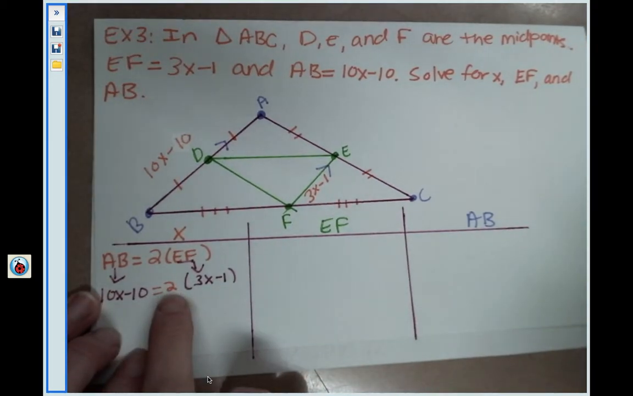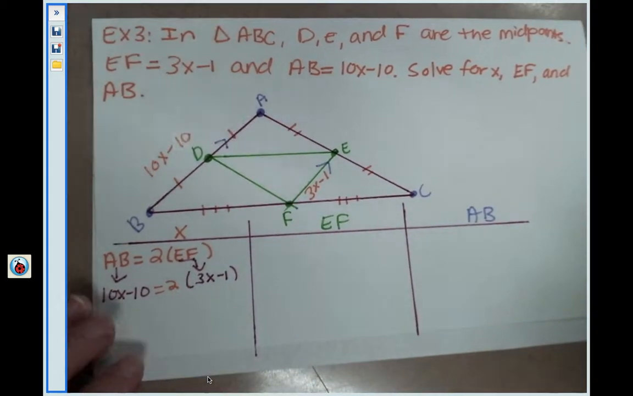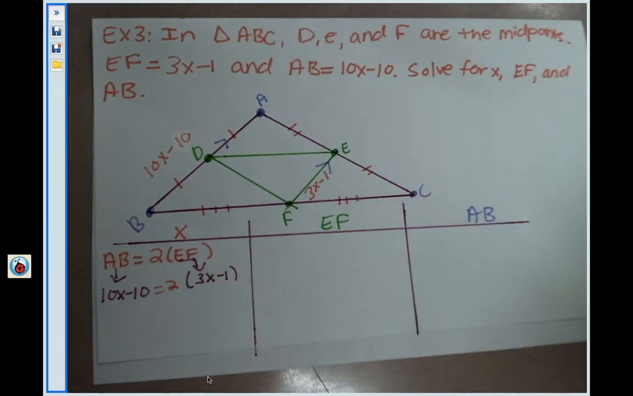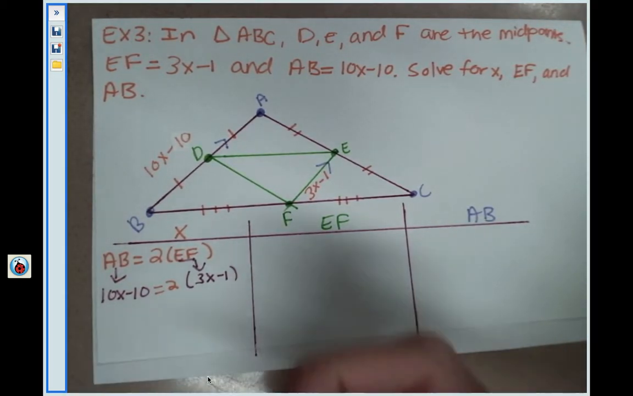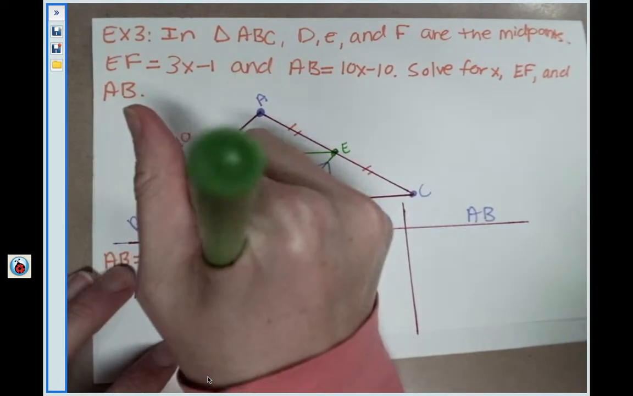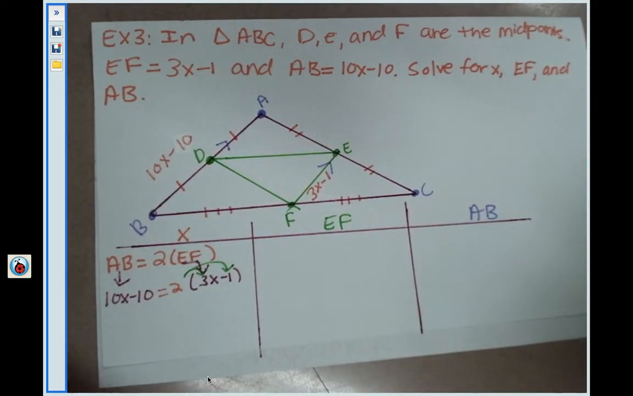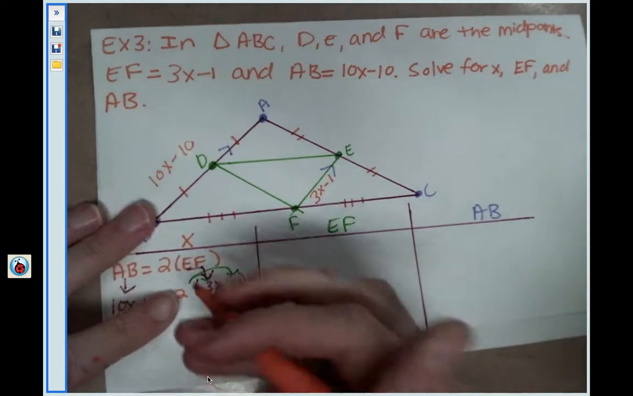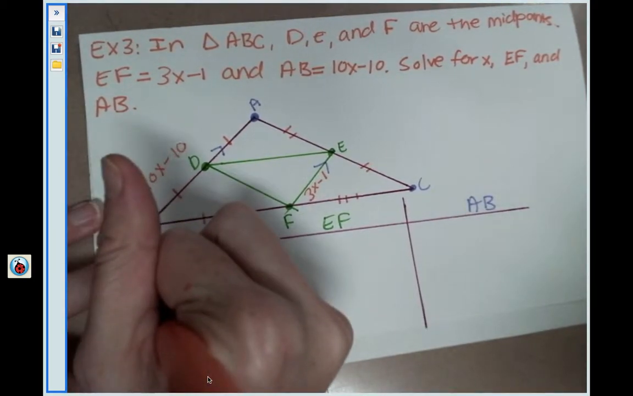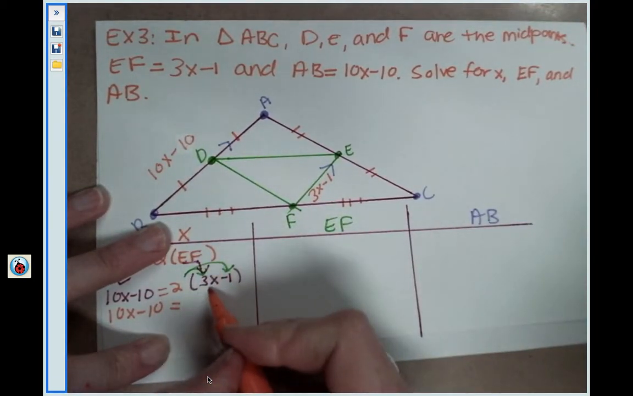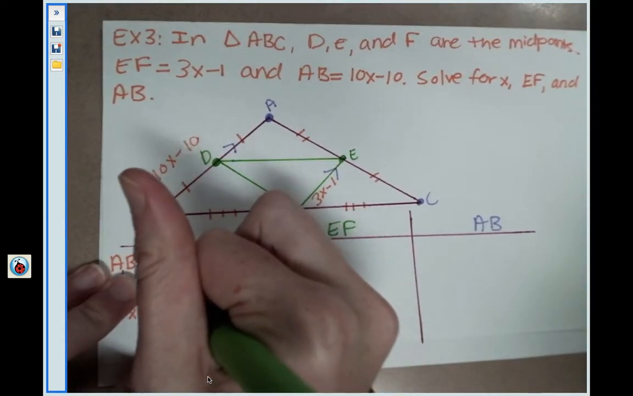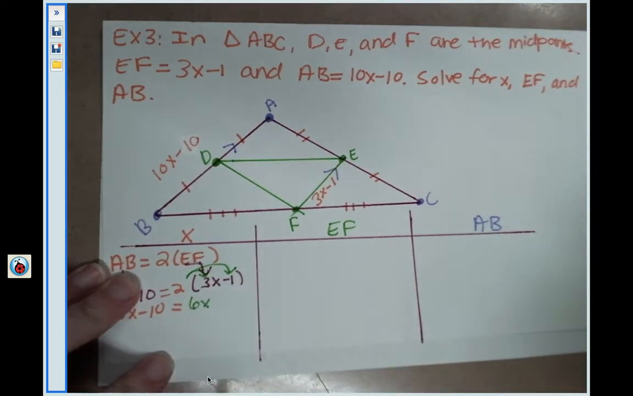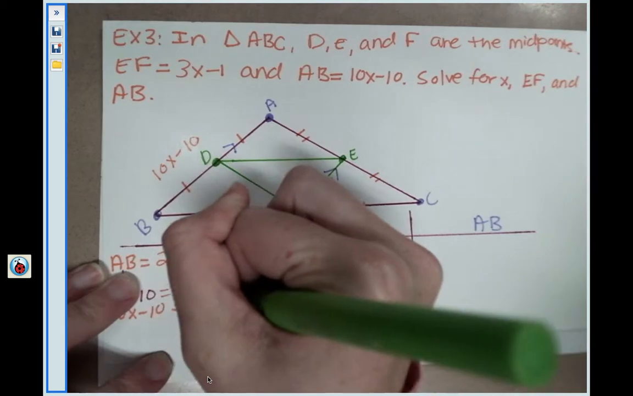First of all, what do we do with the number when it is outside of a parenthesis? You guys are right. We distribute. So I'm going to distribute that 2 to this parenthesis. I have 10x minus 10 equals, what is 2 times 3x? Yes, it is 6x. And what is 2 times negative 1? It is negative 2.